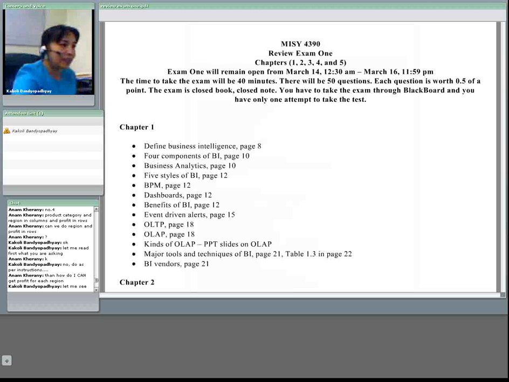Then you need to know the four components of business intelligence. I have also given you the page number in the book where you can study these items. You can also look into the chapter slides. The four components of BI include the data warehouse, the business analytics, business performance management, and the user interface. And then you need to know what business analytics is, which is a collection of tools for manipulation and analysis of data.